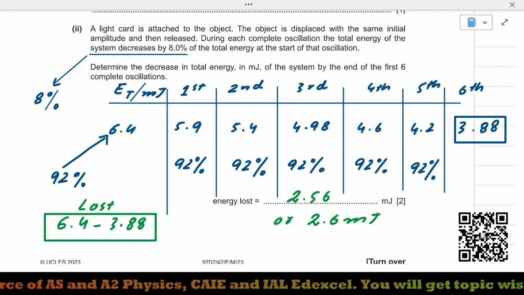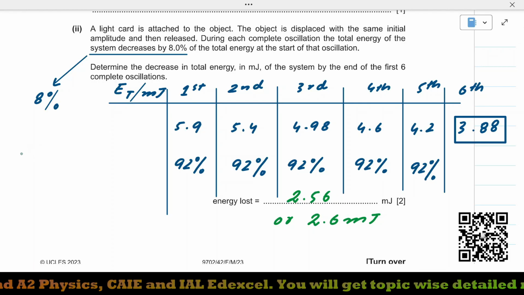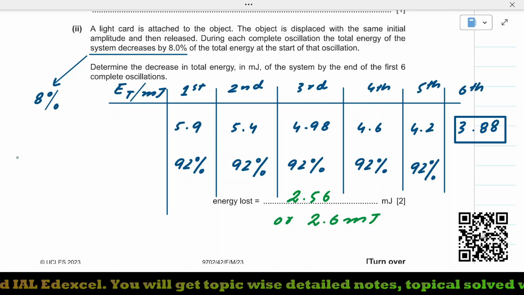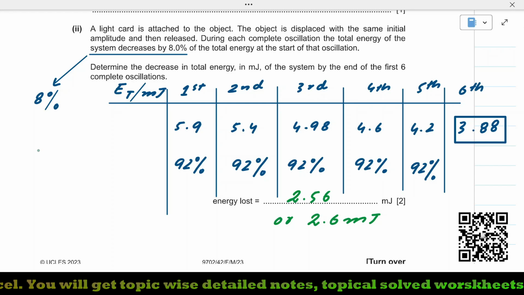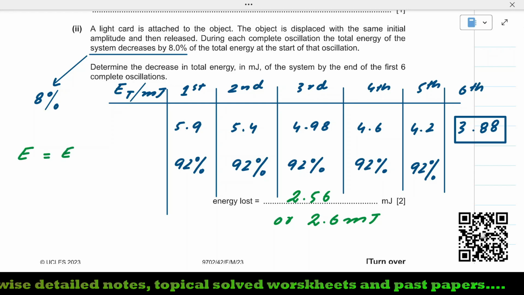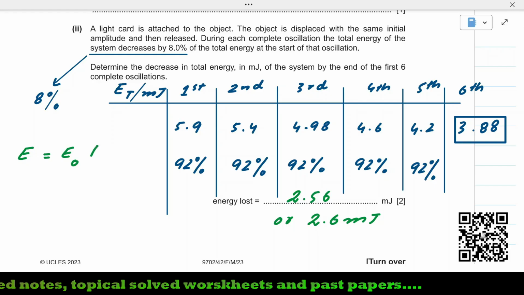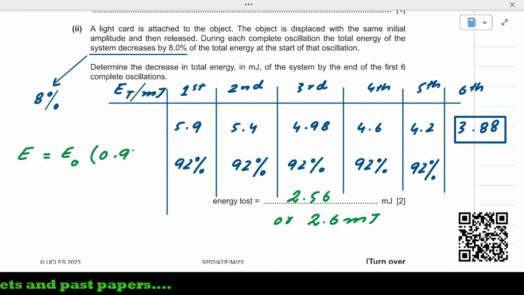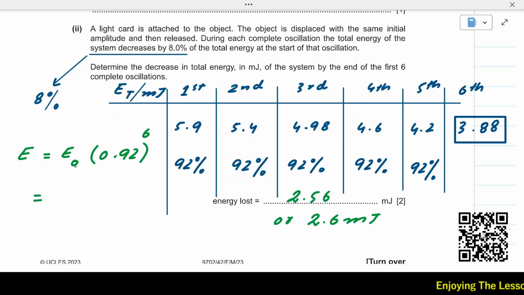We can simply use an expression. Every oscillation, it decreases 8% of that value. So we can form a general expression. The leftover will be 0.92. 92% means 0.92 raised to the power of the number of oscillations. So what is the initial? 6.4.